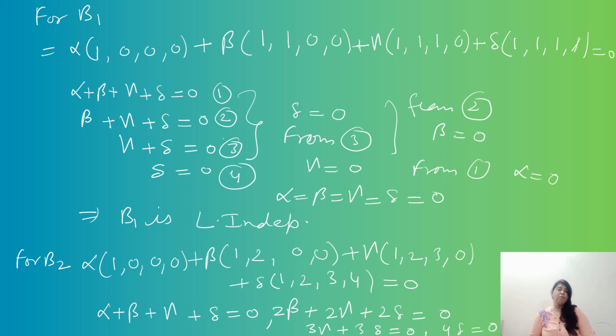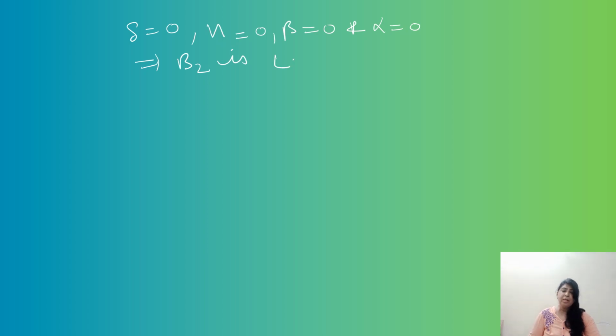So when you solve out these equations, we will get delta is equal to 0, gamma is equal to 0, beta is equal to 0 and alpha is equal to 0. So all constants are coming out to be 0. This implies B2 is linearly independent. Next you have the set B3.